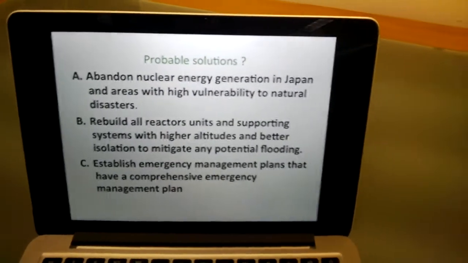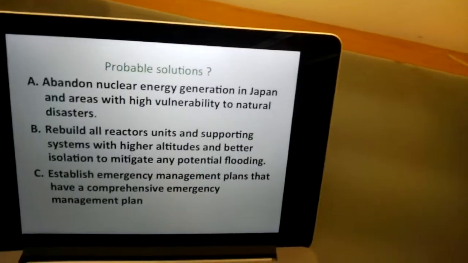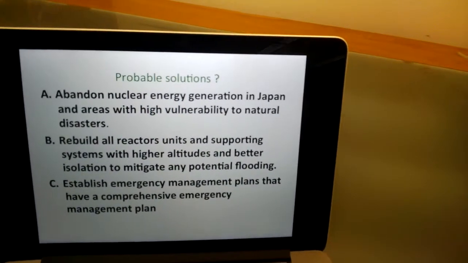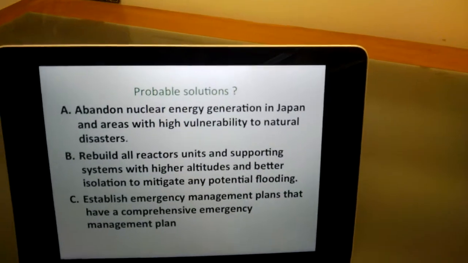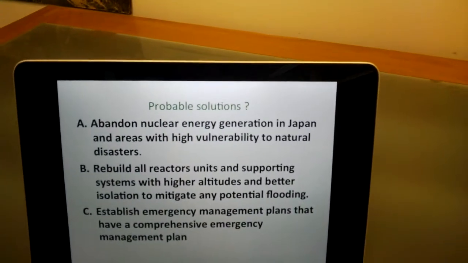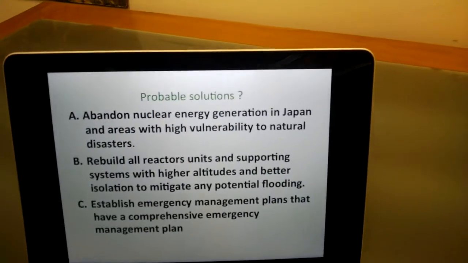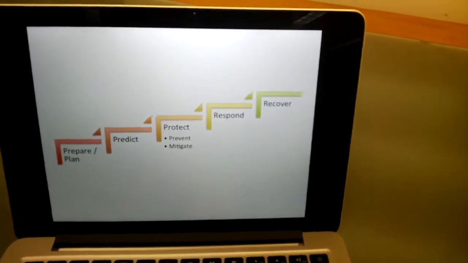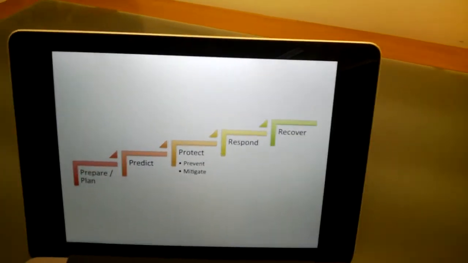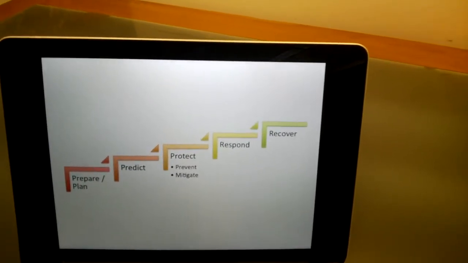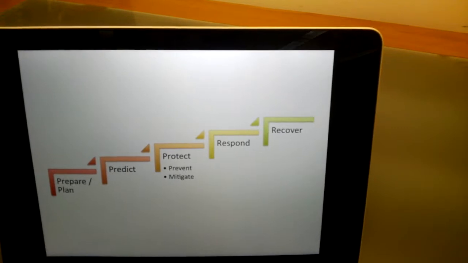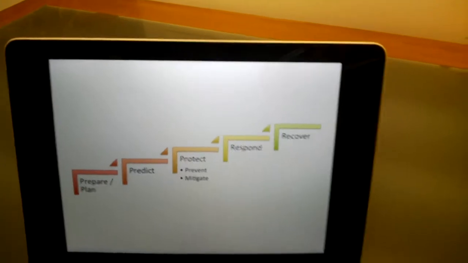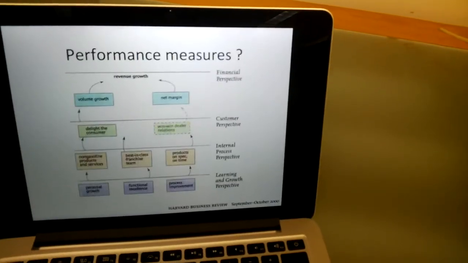The third solution, which I would be in favor of, is to establish a comprehensive emergency management plan that would consider all options. It would consider A and B as potential options that we can use if we look into a comprehensive model. This is the comprehensive model that I proposed, working on different models of emergency management systems, where we could work on different functions and see the comprehensive idea of what could happen, starting from the planning phase up to the recovery.